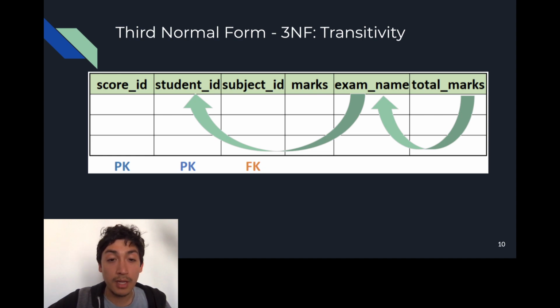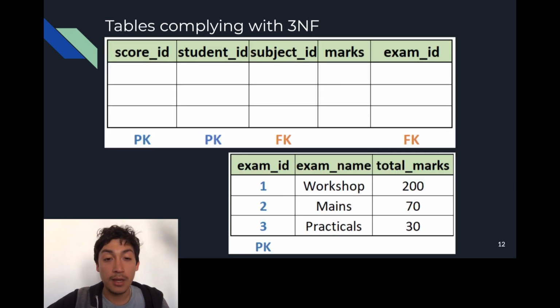So if exam name depends on the primary key and total marks depends on exam name, we can say that total marks depends on the primary key. This is a transitive relation. To fix this, we divided the table. Now, let's check if our new tables don't have any transitive relations.